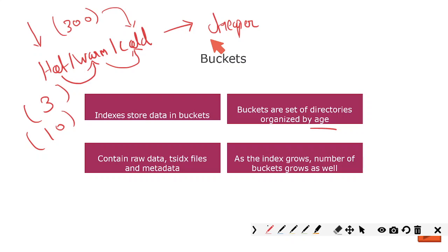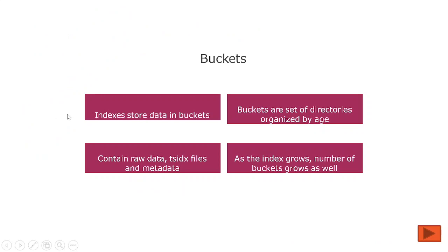And then you can also see that we have the raw data. We have the time series index data files. For example, for the data models which are accelerated, the data with respect to those data models will be stored in the time series index files, and then we also have metadata corresponding to our data. As the index grows, the number of buckets grows as well. I was also talking about some of the default settings, and I will make it more clear in the subsequent slides. Okay.